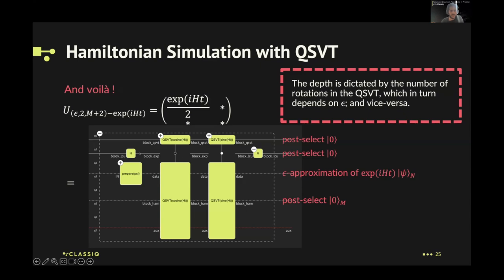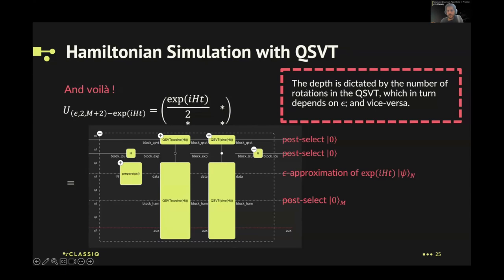So if this variable is equal to 0, I'm applying this QSVT, otherwise I'm applying this one. And if I post select on the other qubits being 0, I know that here I have an approximation of e to the iht. So this is how you apply Hamiltonian simulation with QSVT.